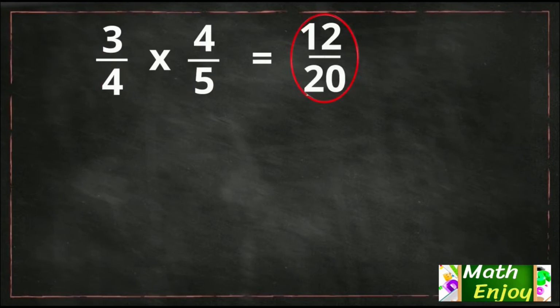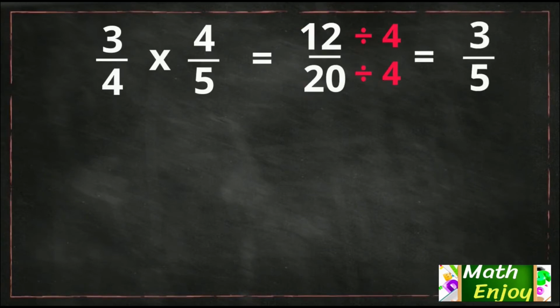But can you see this is not the lowest form of the fraction. If you have not taken the lowest form as the answer, you have to convert it into the lowest form. We have learned how to convert a fraction into its lowest form. If you want to learn it more, watch this video. We can divide both 12 and 20 by 4 because 4 is a factor of both 12 and 20. 12 divided by 4 is 3. 20 divided by 4 is 5. 3 over 5. That is the lowest form. So our final answer is 3 over 5.